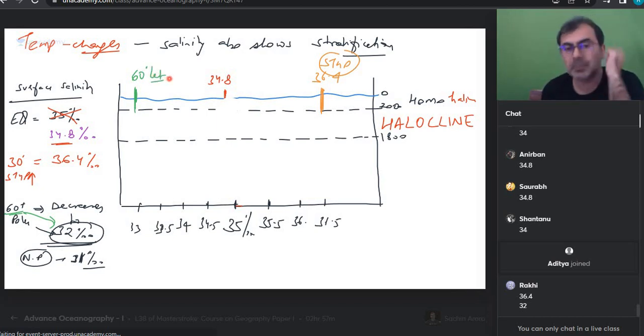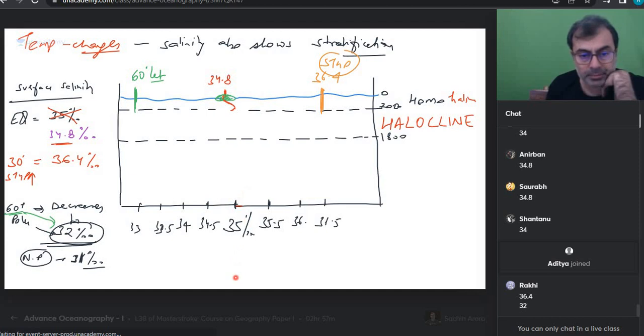Is everyone okay? There is a problem with the equator. The equator has fresh water, on the surface. Actually, salinity should have been higher, but because of that, what happens is the salinity is lower here, and then the salinity increases a bit where the influence of fresh water is gone.